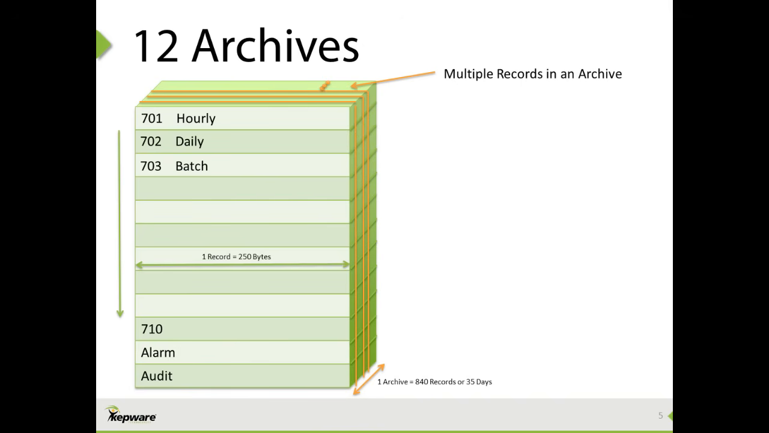Typically, someone using these Flow computers will be interested in hourly, daily, and batch data. So they might choose 701 for hourly, 702 for daily, and 703 for batch. We're going to focus on 703 for batch in this case because we're looking specifically at a liquid measurement case.